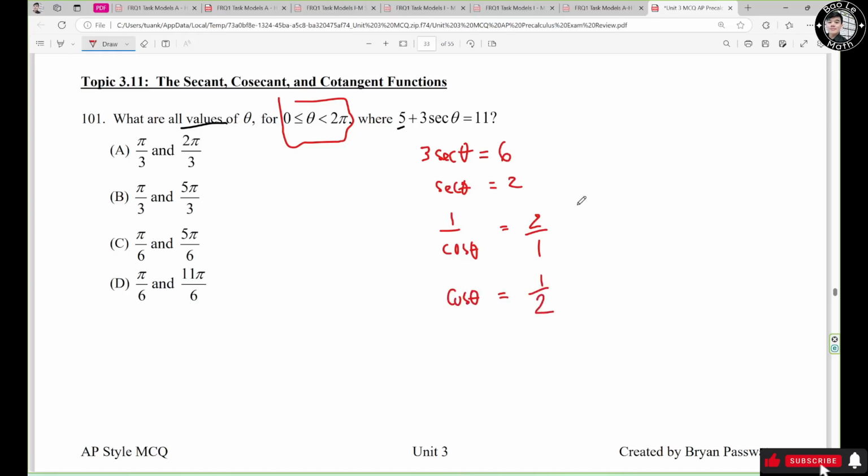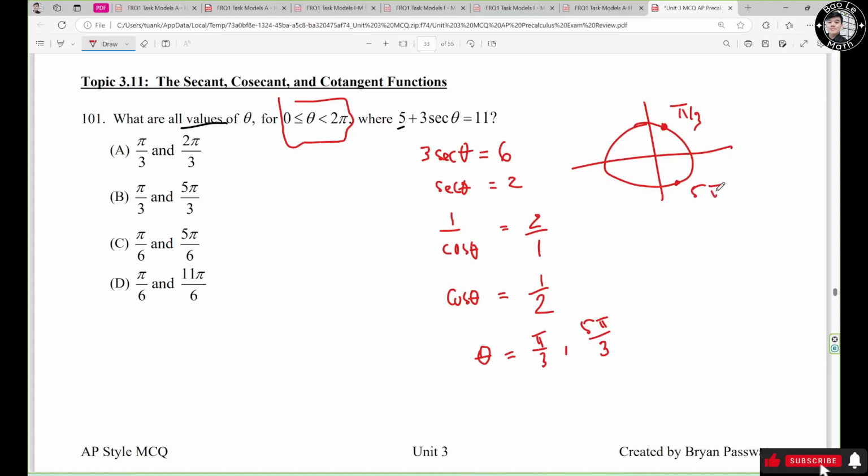Now I need to find the angle within this domain where cosine theta equals 1 half. So theta equals pi over 3 and 5 pi over 3, because on the unit circle, the angles pi over 3 and 5 pi over 3 right here make cosine equals 1 half. Cosine is the x-axis.